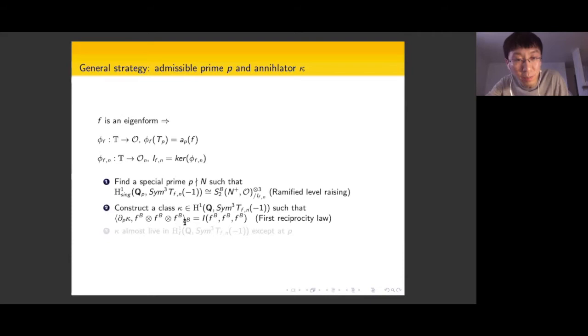Here this pairing is a certain natural pairing on the space of quaternionic modular forms, or rather, the pairing on the triple tensor product of the space of quaternionic modular forms. I want to construct this kappa in a way that it almost lives in the Selmer group, but not quite. The difference between this kappa and an element in the Selmer group is only at p. p is this special prime.